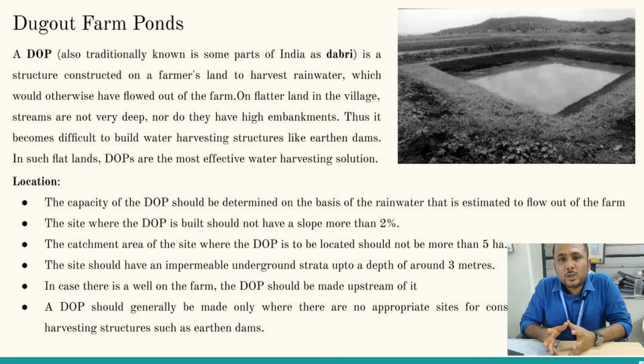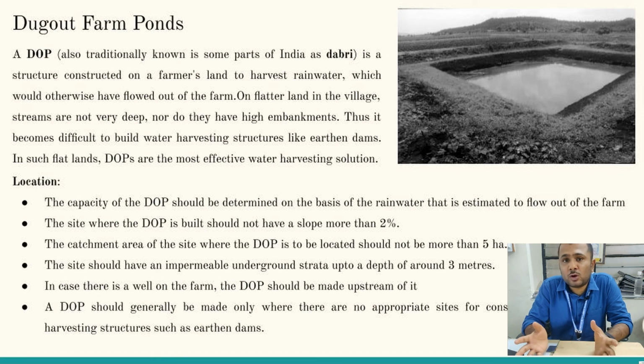You should select a site to construct dugout farm ponds such that the impermeable surface is available at a depth of 3 meters itself. If the depth of the impermeable surface increases, the construction cost of the dugout pond will increase, and thus it becomes uneconomical to construct a dugout pond. And it is necessary to reach the impermeable surface, because if you construct on a permeable surface, the water will start flowing in the vertical direction, and thus you would not be able to store more water on the surface, which is useful for farming.